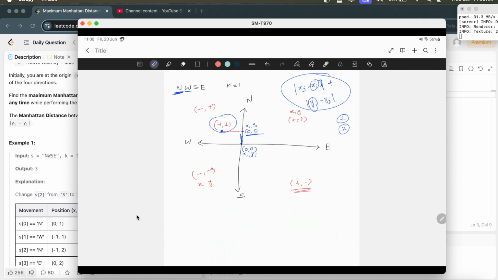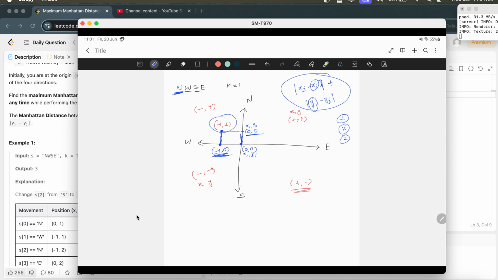Minus 1, 1 is the position we are at. Now the next character is south. South means we are moving downside, so we have to move 1 unit downward. When we move downside, here we reach minus 1, 0. That is the position, and the absolute distance, with the Manhattan formula from the origin, is going to be 1. The answer that we got was 1.